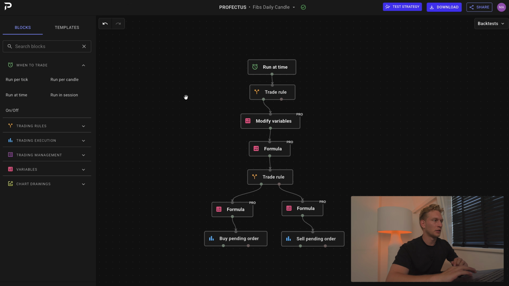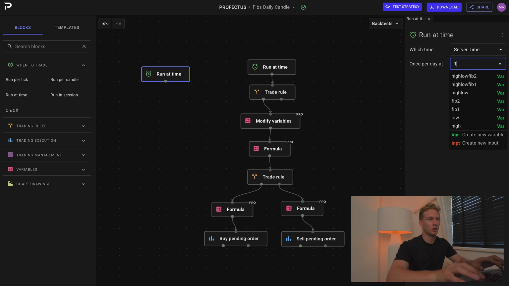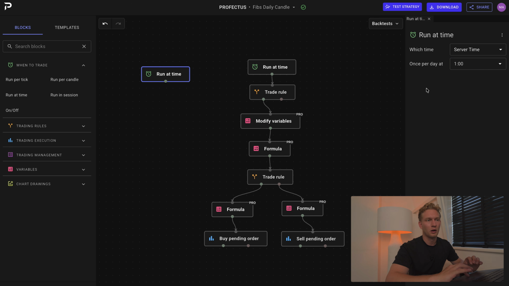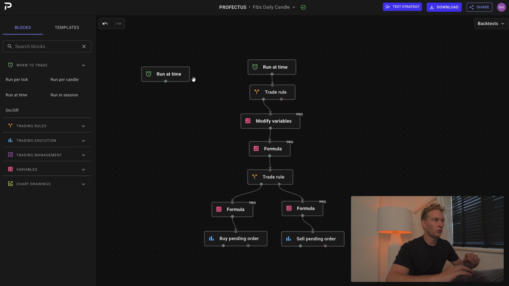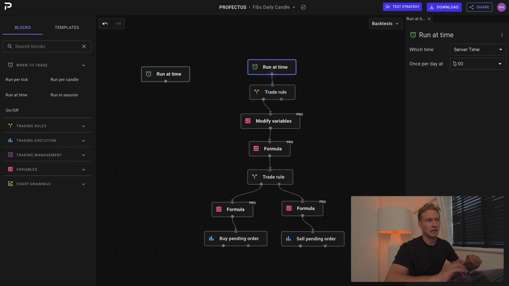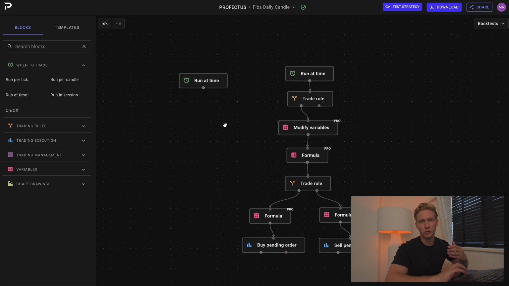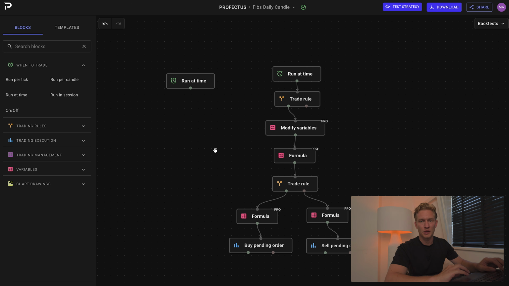So we're back in Profectus. You can drag and drop the run at time block and then just define we're gonna use it at 1 at night or whatever time you want. For now, I of course did that already, and it is indeed at 1 at night. The second thing we want to check is if we have a strong bullish candle. Remember, a strong move in the market. For me, a strong move in the markets is a strong candle, so big body and a small wick.